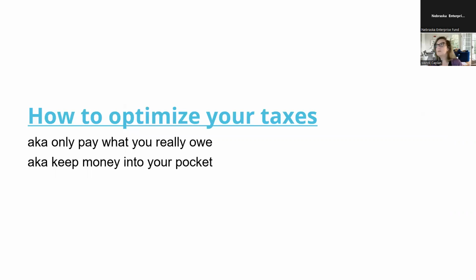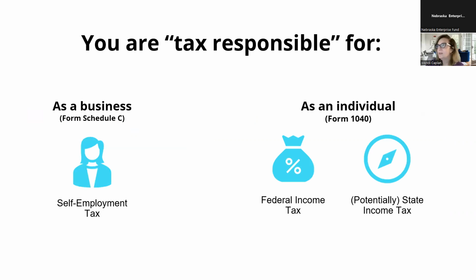So when we talk about optimizing your taxes, what we mean is only paying for what you really owe so that you can keep more money in your pocket. As a business, you're going to be paying self-employment taxes. And as an individual, as you always have, you're going to be paying your federal income tax and state income tax, which you guys do have. And by the way, I'm in New Jersey, which is really cool to be able to talk to you. I have state income tax as well.